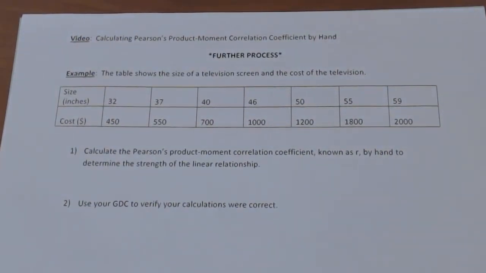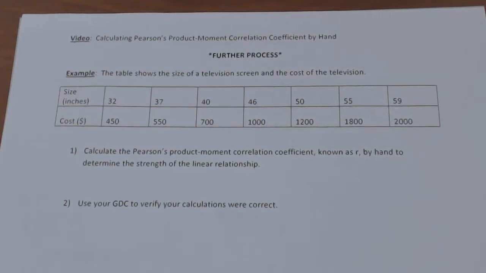Today we're going to be calculating the Pearson's product moment correlation coefficient by hand. If you do end up using a scatter plot for your internal assessment, your IA, you're going to need a further process, and this can be considered a further process. So let's get going. Here's our example.